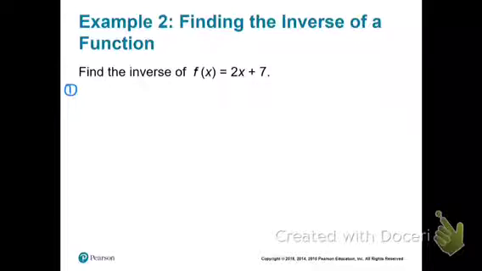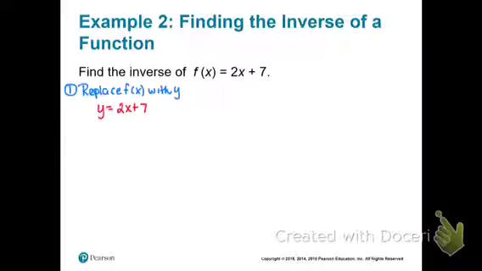So what was step 1? Do you remember? Yeah, replace f of x with y. So how would I write that? y equals 2x plus 7? All right, what was step 2? Yeah, so I'm going to switch my x and y. So everywhere there's an x, I'm going to put a y, and everywhere there's a y, I'm going to put an x. So how's that going to be written?